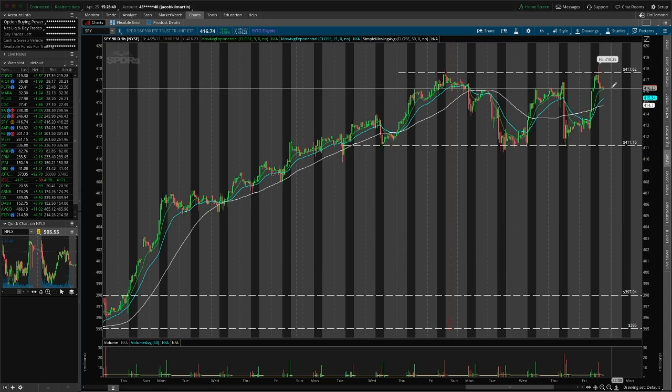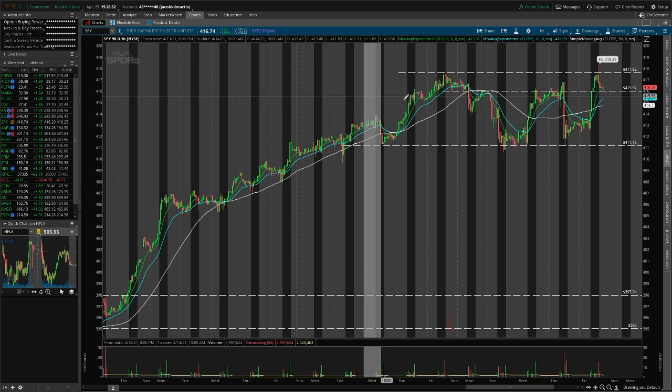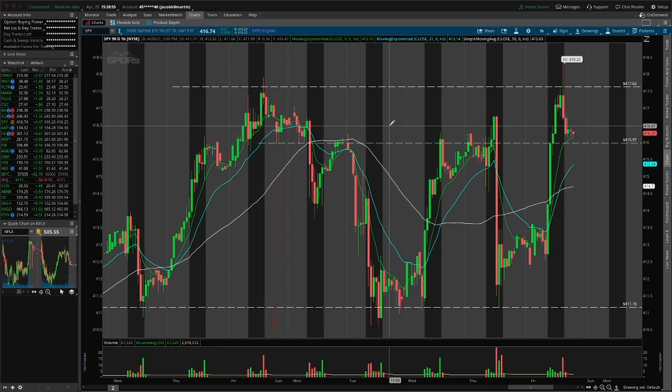Reading this, the way I'm looking at it right now is if we see price go below this 416 level, or this one 415.97, basically 416. If we see price dip below that in the morning, we're gonna see a decent sized dump, probably to at least this level, for around 414.